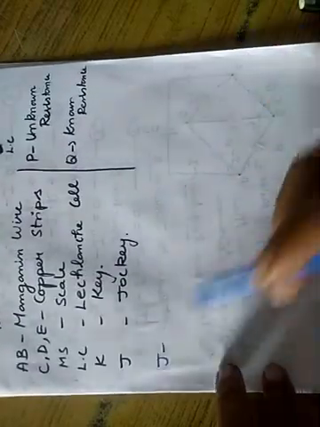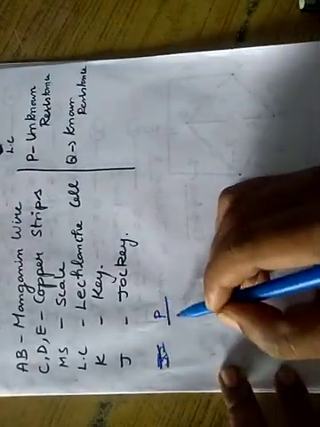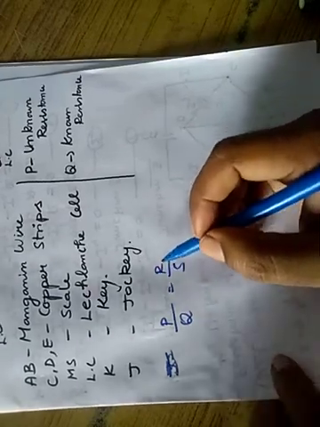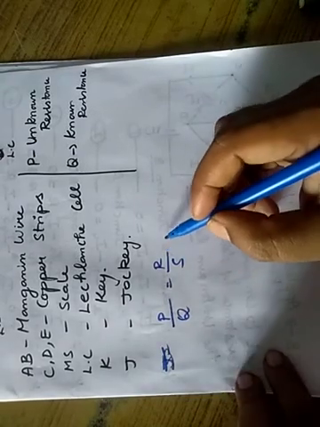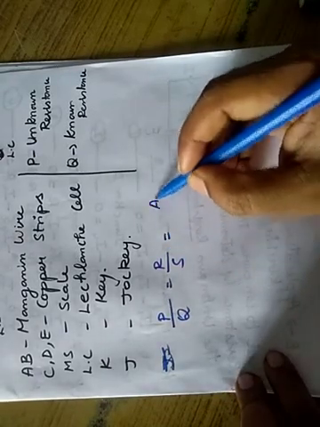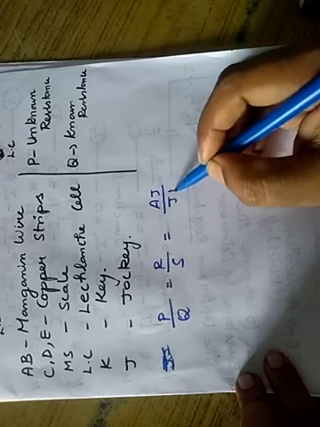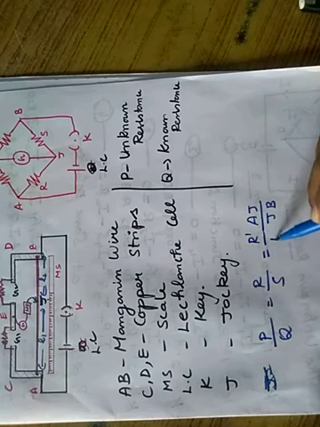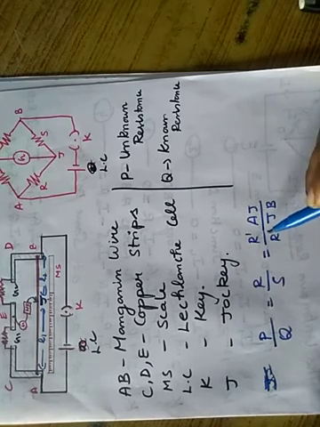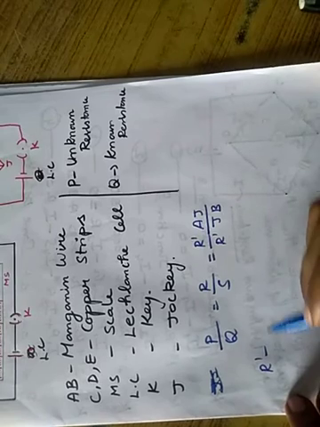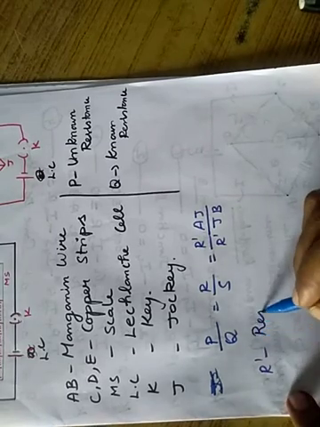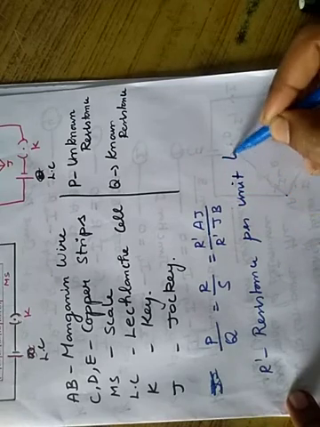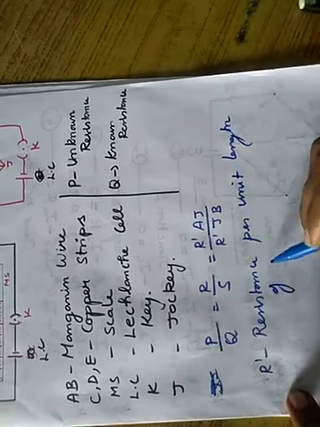We know the balancing condition of the Wheatstone bridge, that is P by Q is equal to R by S. Here R and S are the resistors that are balanced by the lengths AJ and JB. We can write them as R dash AJ and R dash JB. R dash is the resistance per unit length of the meter bridge wire.